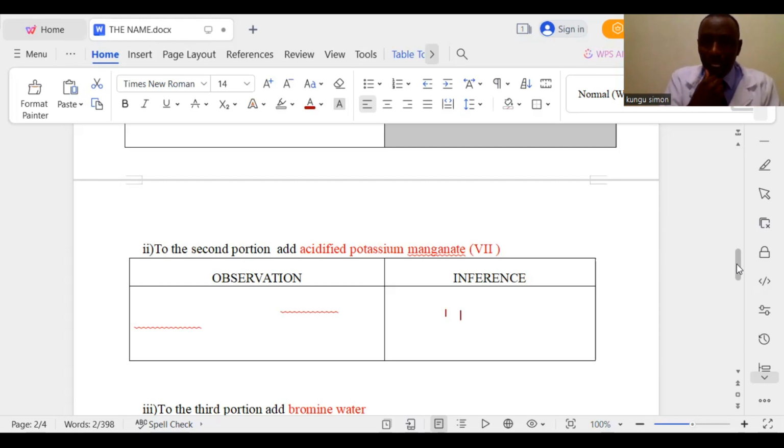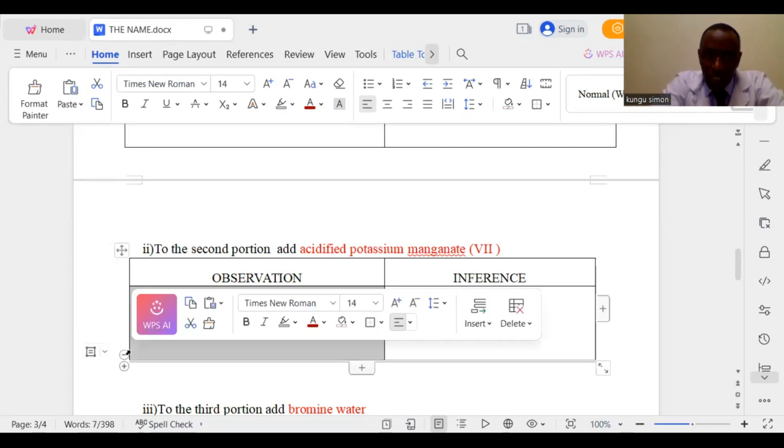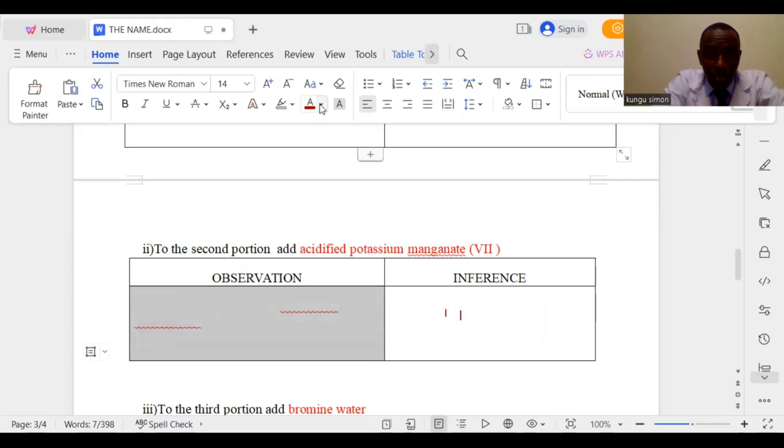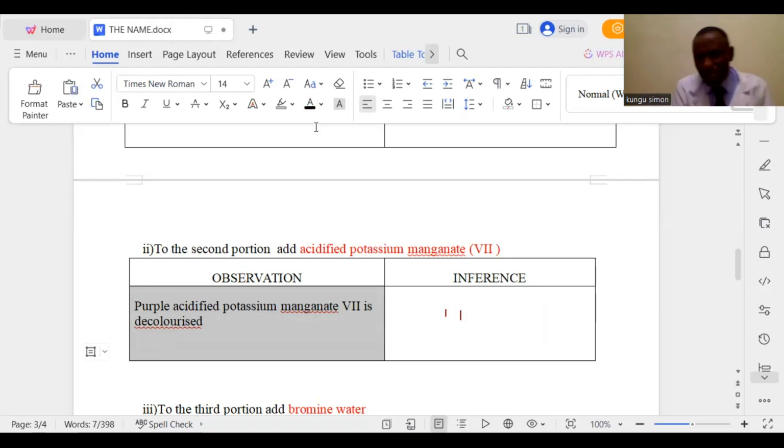So what happens here is, during this reaction, it's an oxidizing agent. What we expect is that the manganese(VII) ions, which are purple, are reduced to manganese(II) ions, which are colorless. That's what we are talking about. Now, let's give an example of an observation that we can get. Look at that one there. Purple acidified potassium manganate(VII) is decolorized, or changes to colorless.